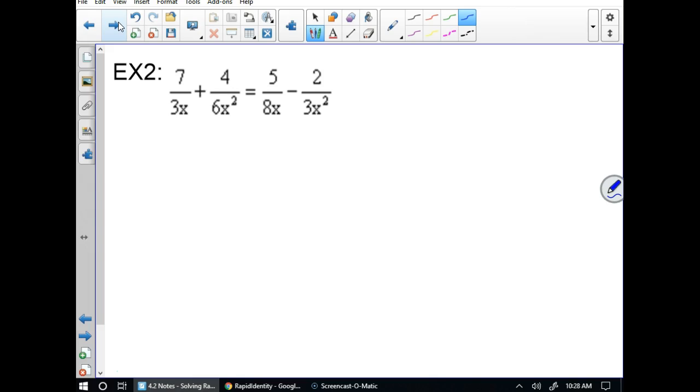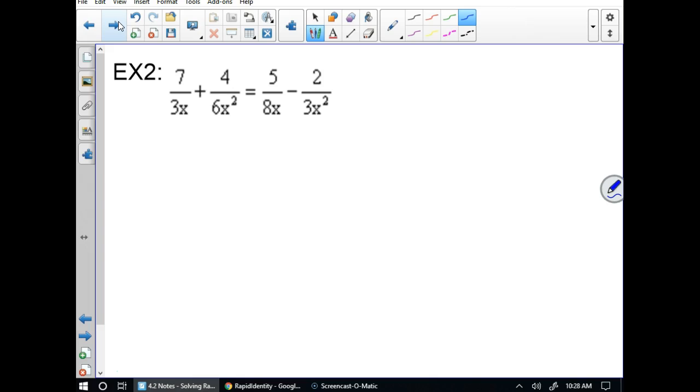Example 2 is going to be a little bit more difficult because when you look at your denominators, you've got several different denominators here. Last time we could just pretty clearly use x as our denominator. Here we've got 3x, 6x squared, 8x, and 3x squared. So the first thing you want to do is think about the numbers that you have and think about what is the least common denominator.